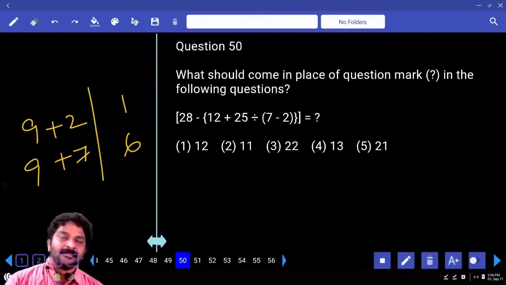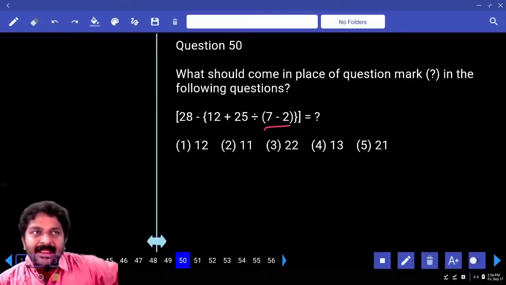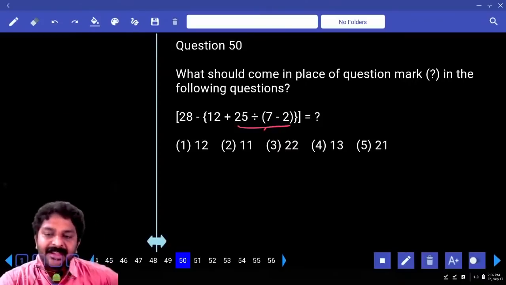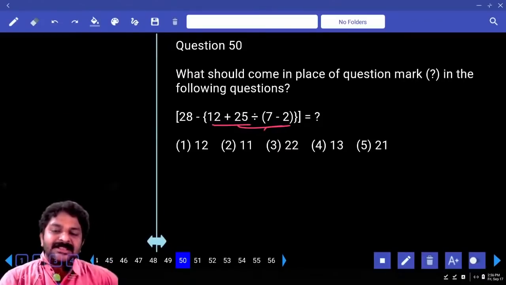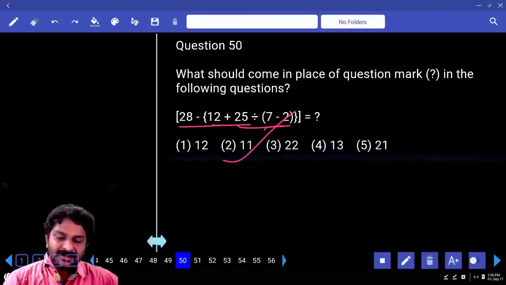Next. Come on. Inside bracket 5. 25 divided by 5. 12 plus 5. 28 minus 17. Second option.